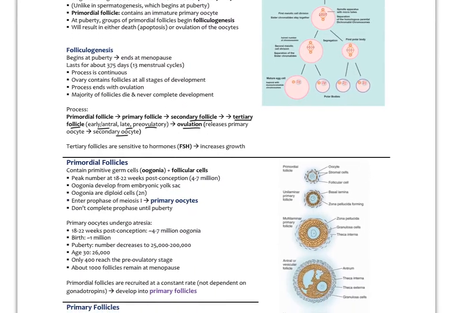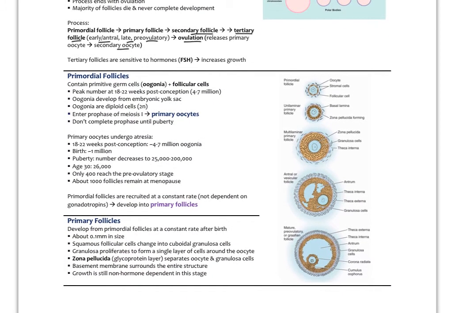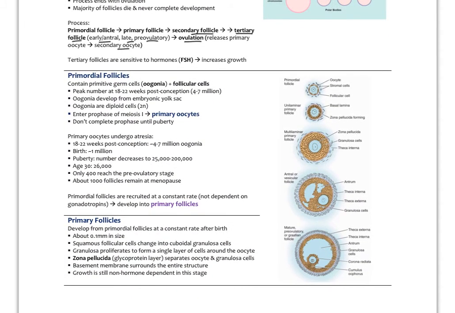We'll start here first with primordial follicles. They contain primitive germ cells, oogonia, and follicular cells. They peak in number at about 18 to 22 weeks post-conception in the developing fetus. And there's about just under 5 million of them, 4.7 million. So huge number of primordial follicles. This again is in the fetal ovary. The oogonia develop from the embryonic yolk sac cells. So these are endodermal cells.